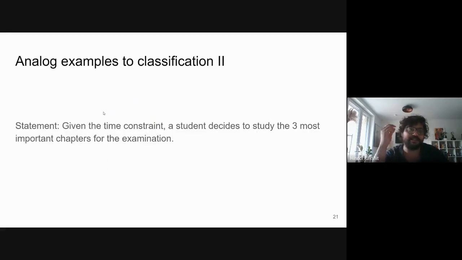Another example, and this is actually a really interesting example. Given the time constraint, a student decides to study the three most important chapters for the examination. So, can anyone tell me what is the query, what is the outcome, and what is the database here?